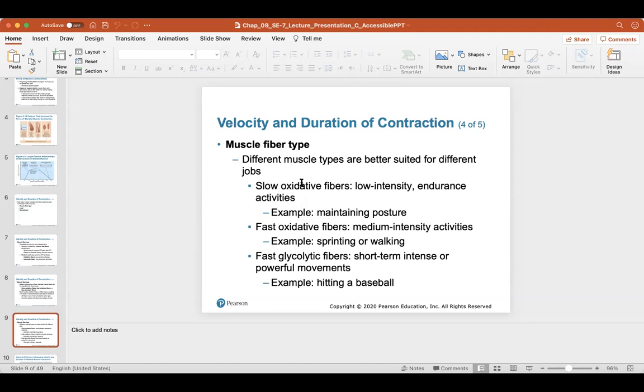So for example, your slow oxidative fibers are important in your muscles that are for endurance activities, such as maintaining posture. So the muscles in your calves and your back are slow oxidative fibers. They're usually constantly contracted. Fast oxidative fibers are important for sprinting or walking. And then fast glycolytic fibers are for short-term, intense, or powerful movements like hitting a baseball.